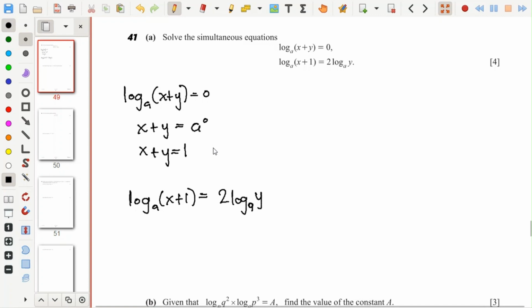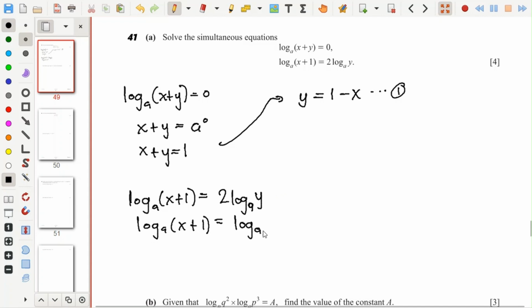So from here I want to make y the subject. Let me make y the subject and see y is equal to 1 minus x. Let me call this one equation 1. So this is the same as, in logarithm, your coefficient becomes your what? Your power, the power of the argument.